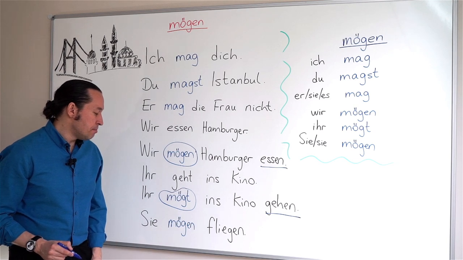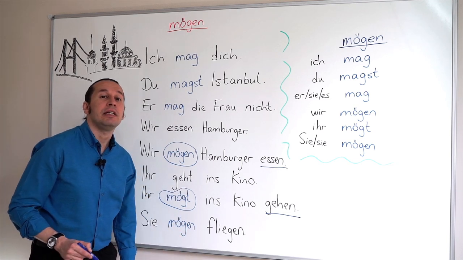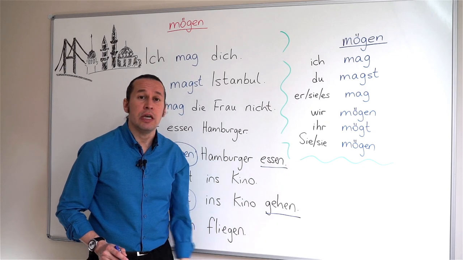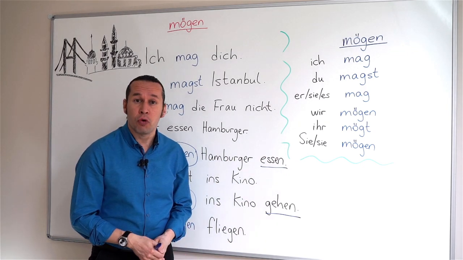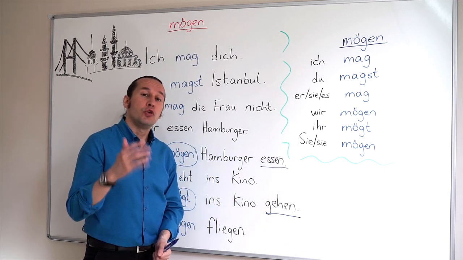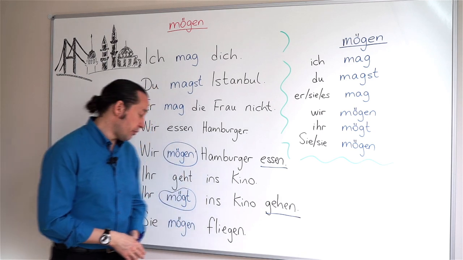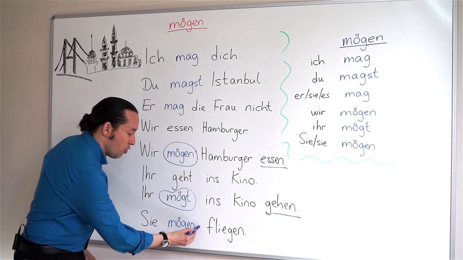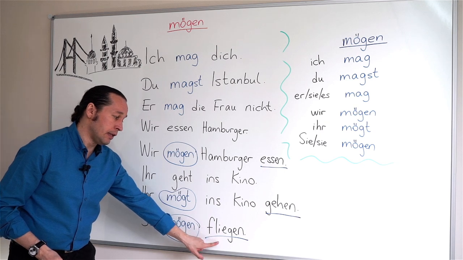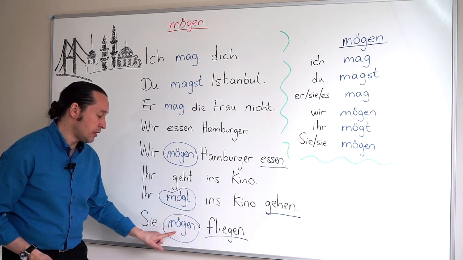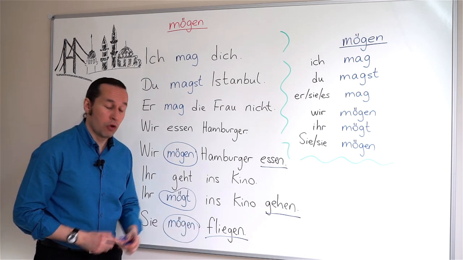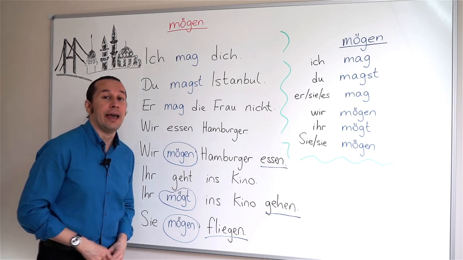Here we have sie mögen fliegen. Fliegen means to fly. As we see in the chart, sie mögen could be the third person plural form, but also the polite way of saying you. So if you say you like to fly or they like to fly, that would be the same: sie mögen fliegen. The verb stays in the infinitive form, but the conjugation takes place in the second position.